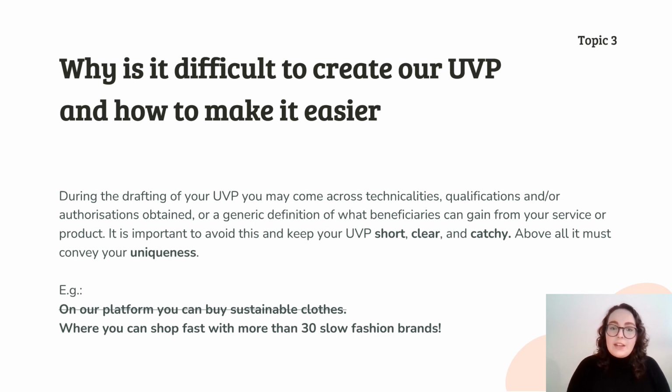For example, if we had an online platform for sustainable clothing, a UVP that states, "On our platform you can buy sustainable clothes," is just too general and not at all catchy. Whereas something like "A community where you can shop fast with more than 30 slow fashion brands" already sounds much better, doesn't it? The essential difference between the two is that our new UVP brings in our uniqueness with a play on words between fast and slow, which makes it more catchy. But the uniqueness of the site, allowing a wide choice, is also conveyed. In addition, the discourse of the speed of purchase is emphasized, which could very well be a further advantage for the customer using our service.